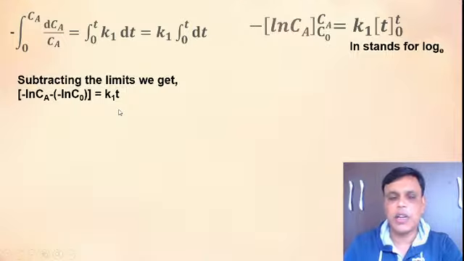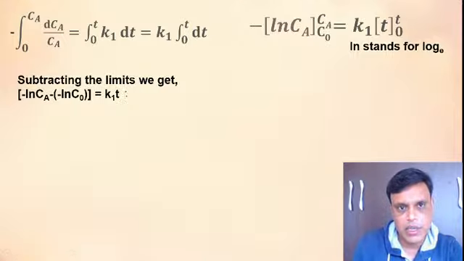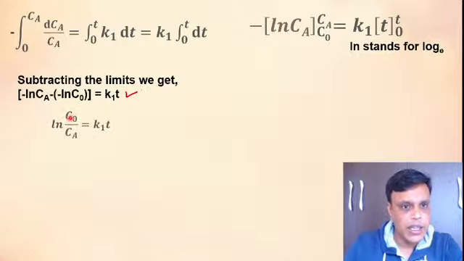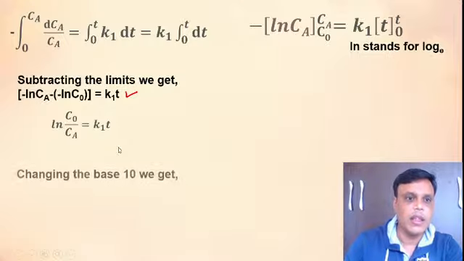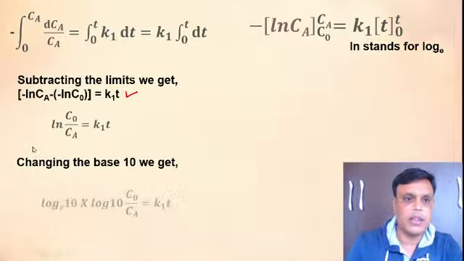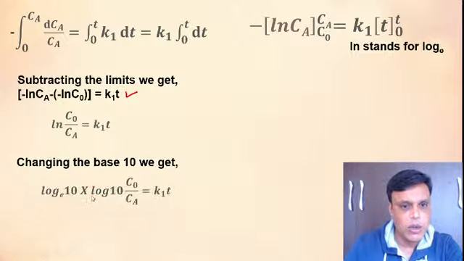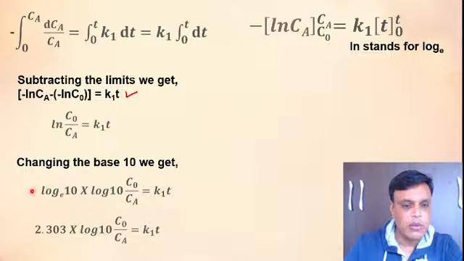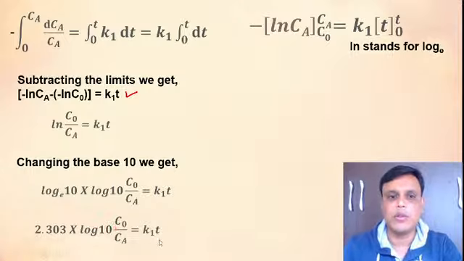So after subtracting the limits, you will get this equation. Then we will get ln C0 by Ca is equal to k1 t. Then we will change the base to 10. Here it is ln, so we will change the above equation to the base 10. We will get log e 10 into log 10 C0 by Ca is equal to k1 t. And for this log e, we will write 2.303 into log 10 C0 by Ca is equal to k1 t. So we will get this equation.